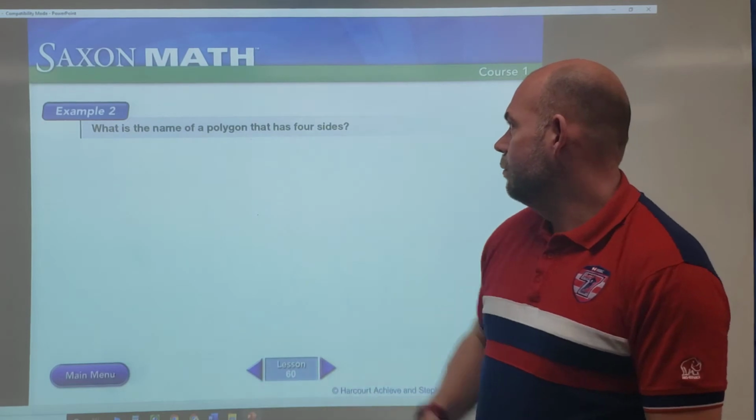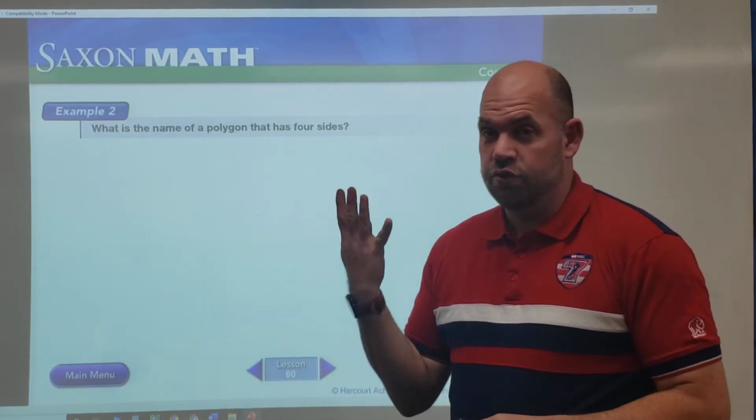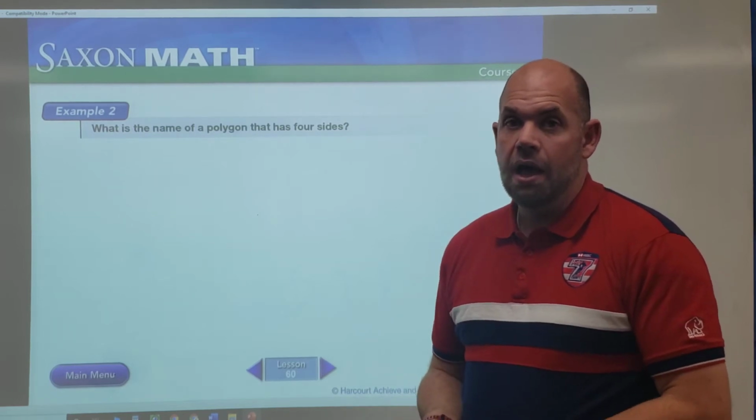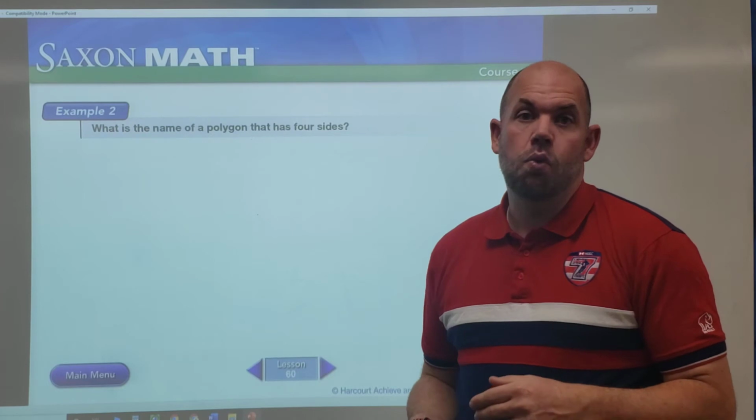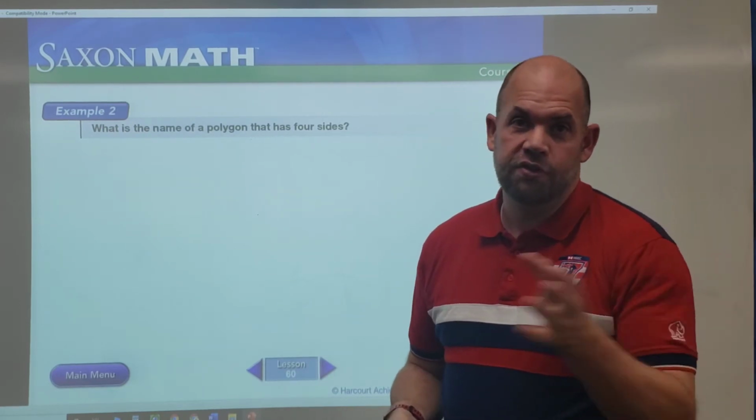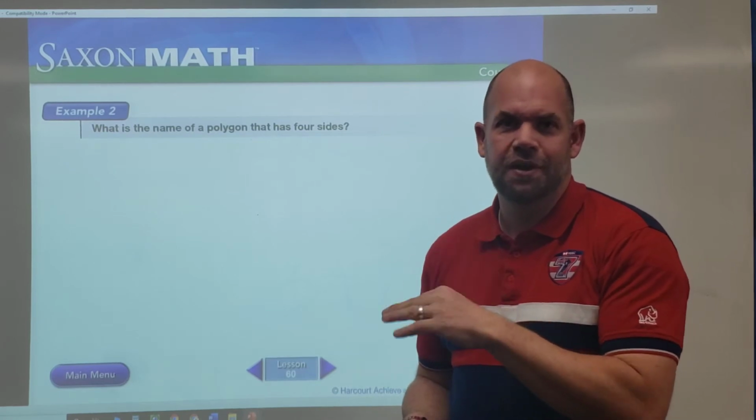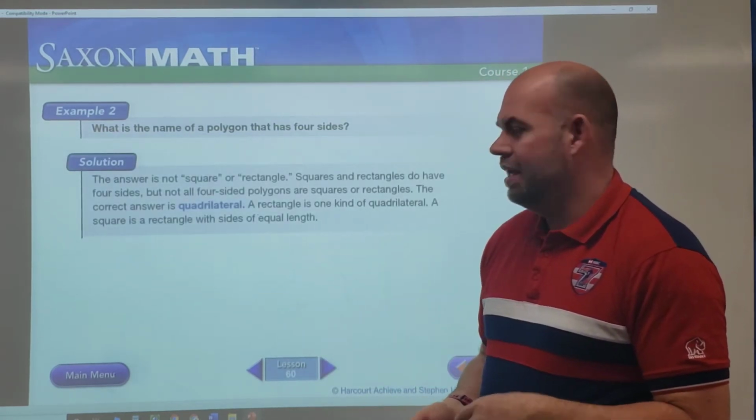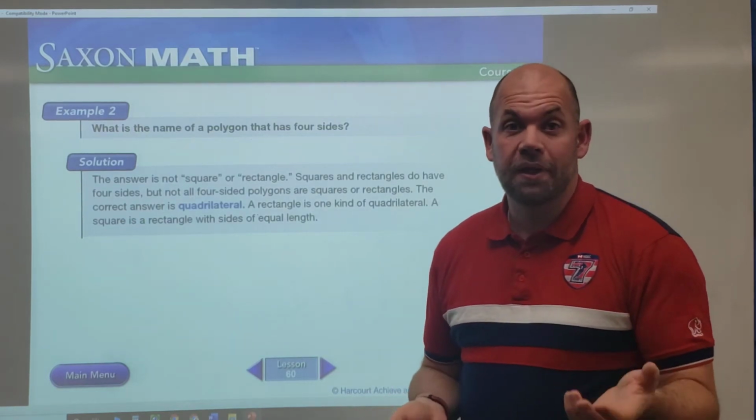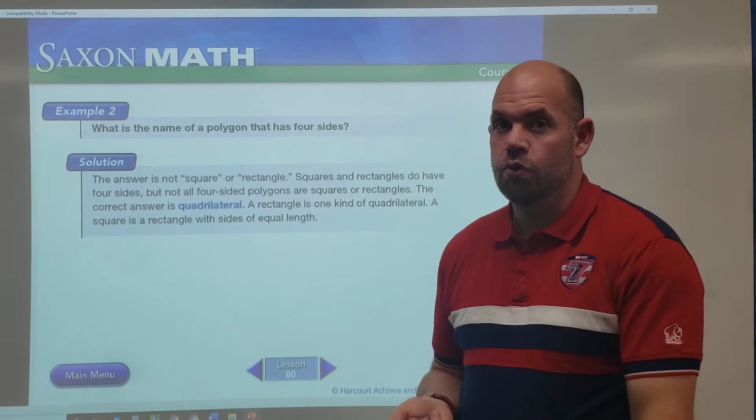So what is the name of a polygon that has 4 sides? Well, we know lots of polygons that have 4 sides. There's squares, there's rectangles. But if we're just saying what is a polygon, we would call that a quadrilateral, because all squares are rectangles, but not all rectangles are squares, right? So if we're just saying what's a 4-sided polygon, the correct answer would be a quadrilateral. That just means 4 sides, quad.